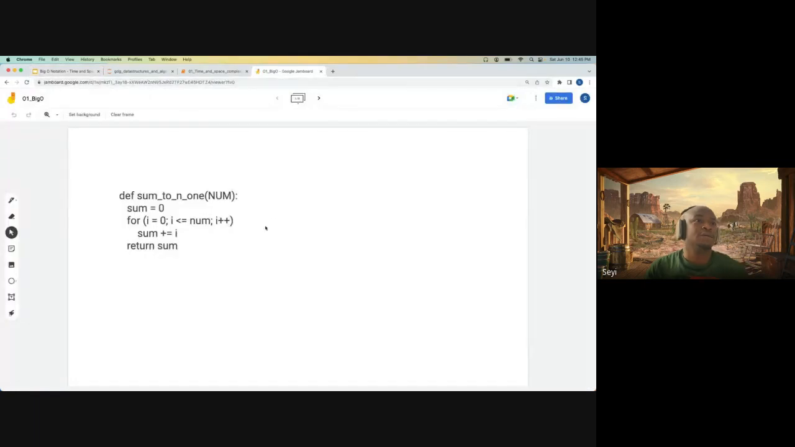Okay. So this is the first example here. Let's look at this piece of code and how do we determine the time complexity? What are the things we look at when we want to determine the time complexity? The first thing that we observe here is, okay, this is a function.